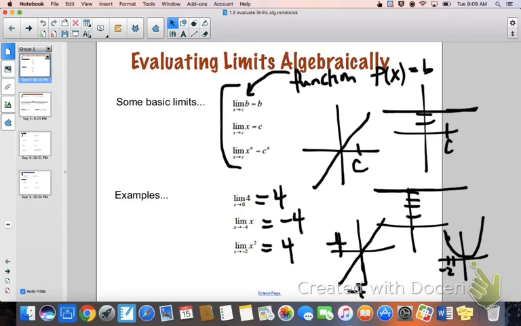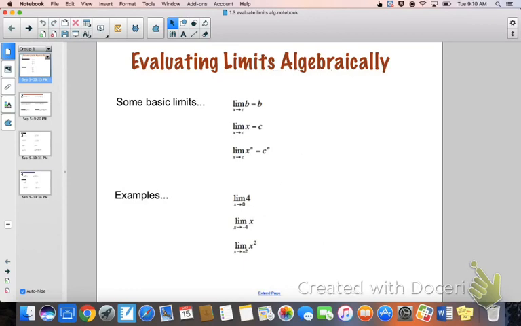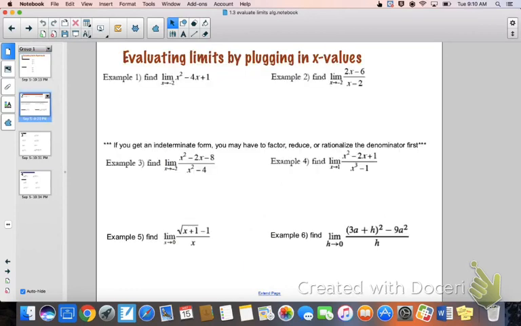Now, the next page, we are looking at evaluating limits by plugging in x values. The first way to evaluate a limit is to plug it in. Okay, when we plug in negative 2 here, we get negative 2 squared minus 4 times negative 2 plus 1. So that's 4 plus 8 plus 1. That limit equals 13.